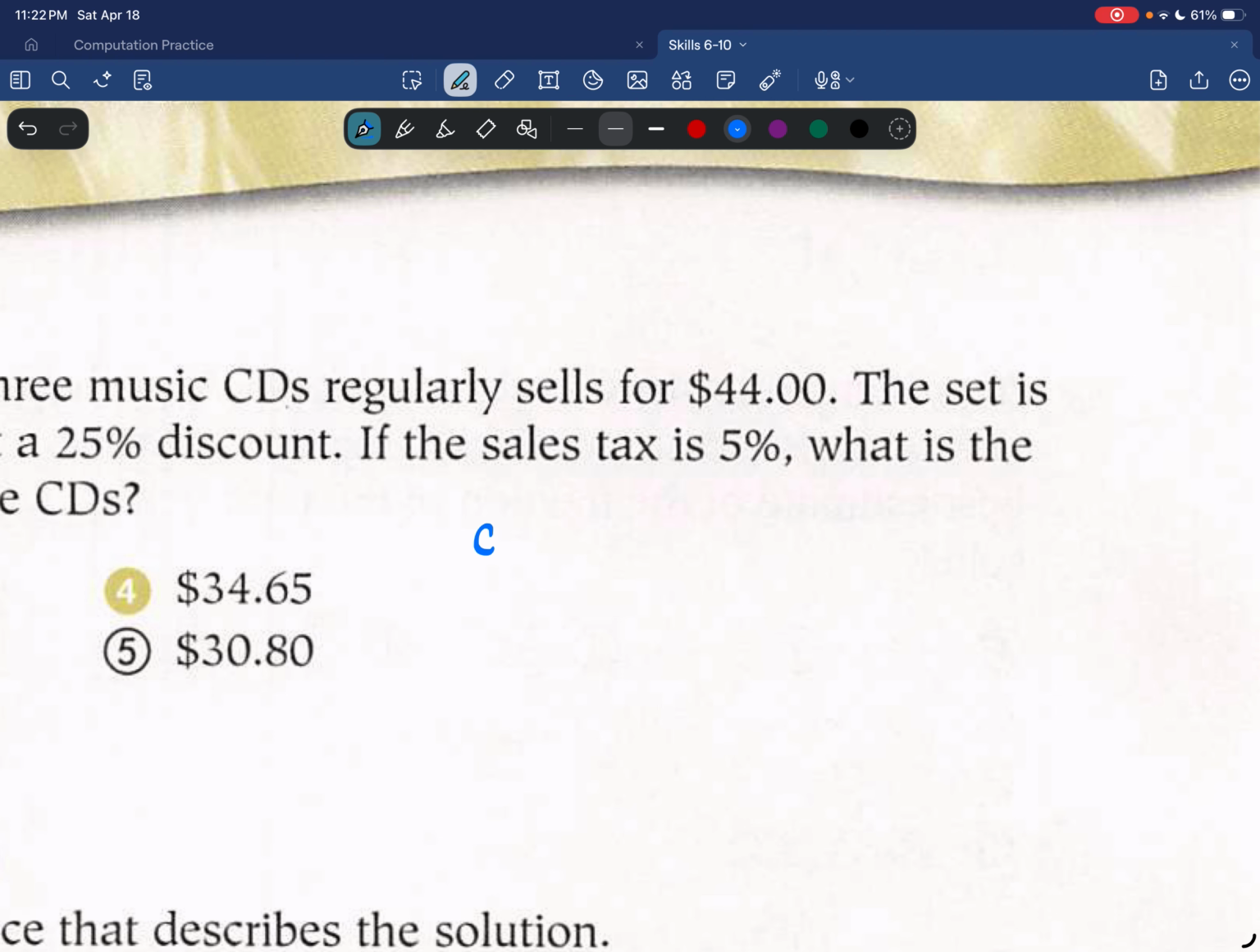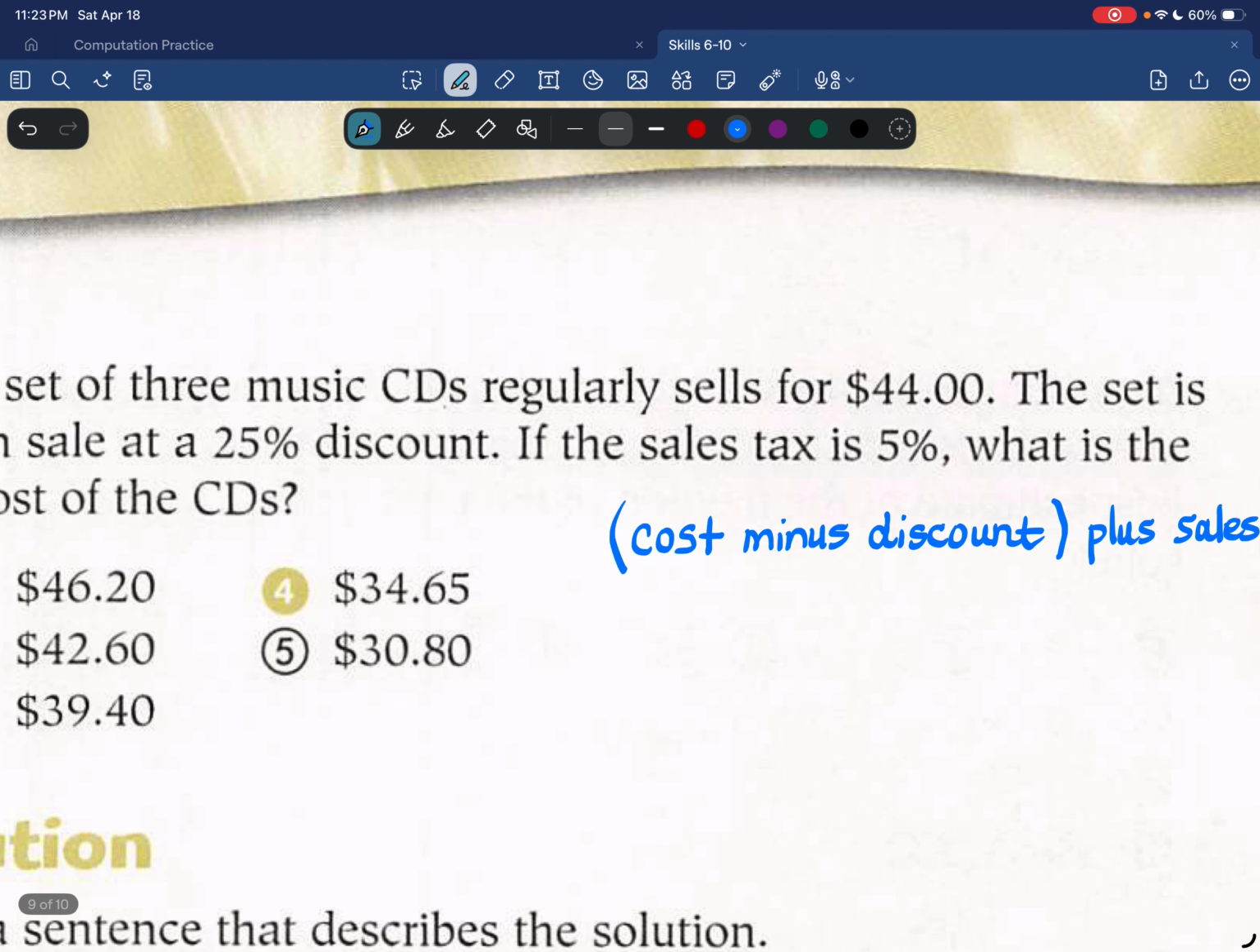We know that we have a cost of the CDs. We know that we're taking off a discount. That's a minus. And then we know that all of that, let me use parentheses, gets taxed. So we would have to find that, and then we would have to add the sales tax. So that's sort of the gist of what's going on here.